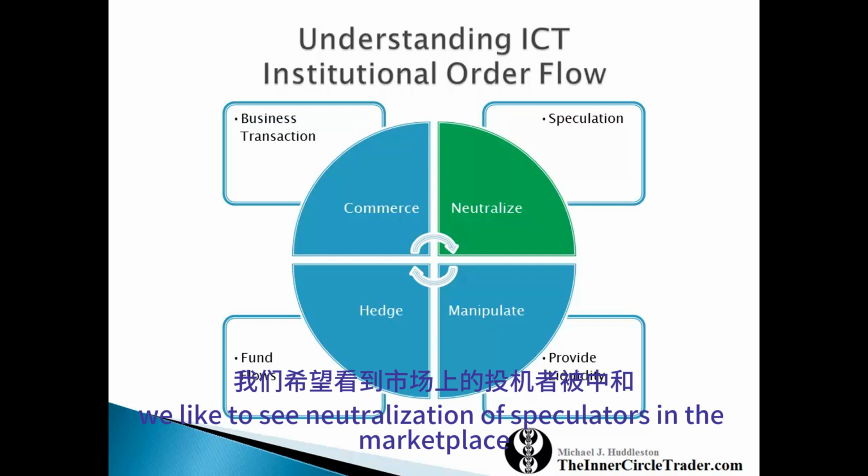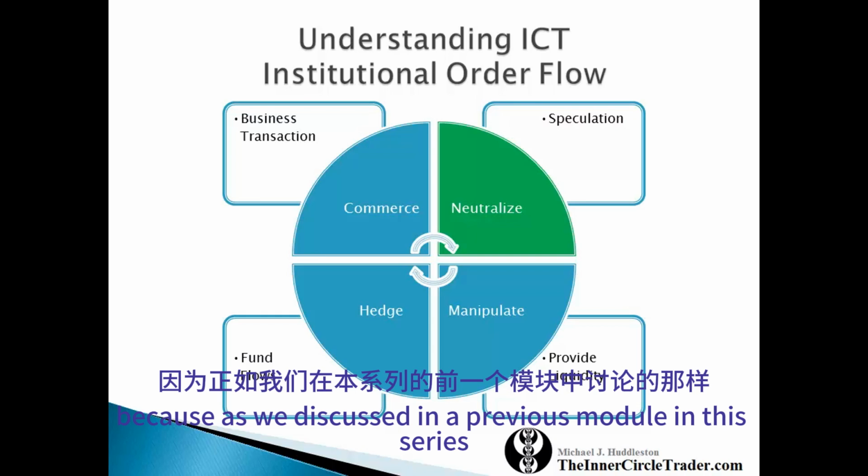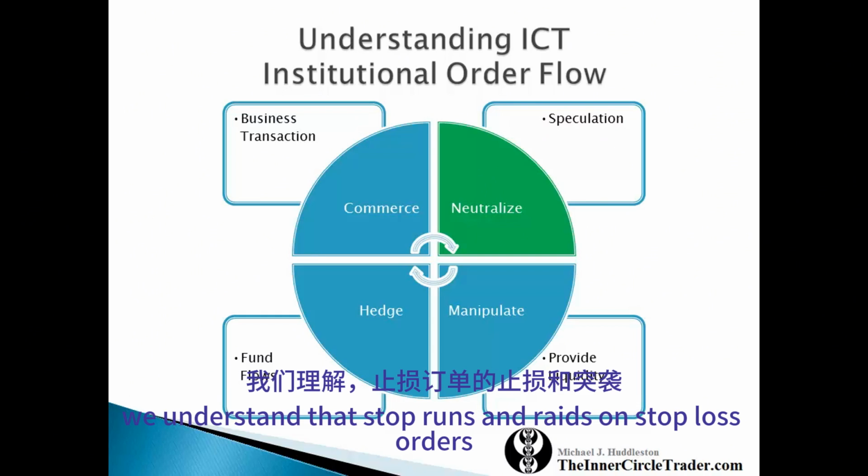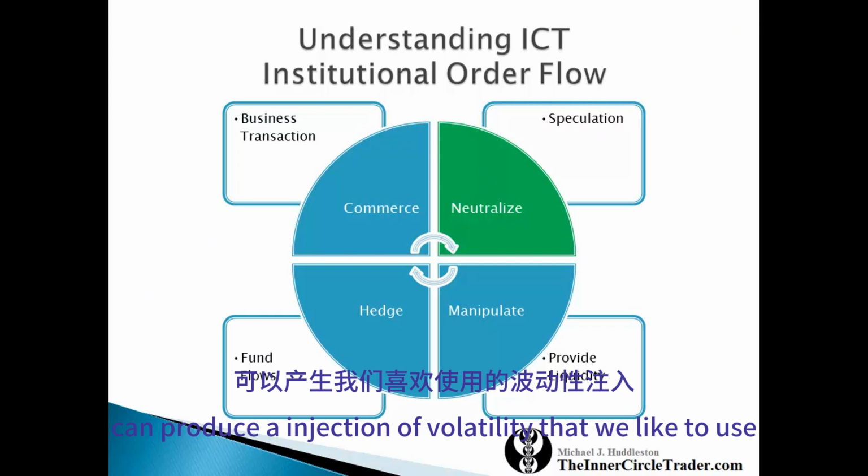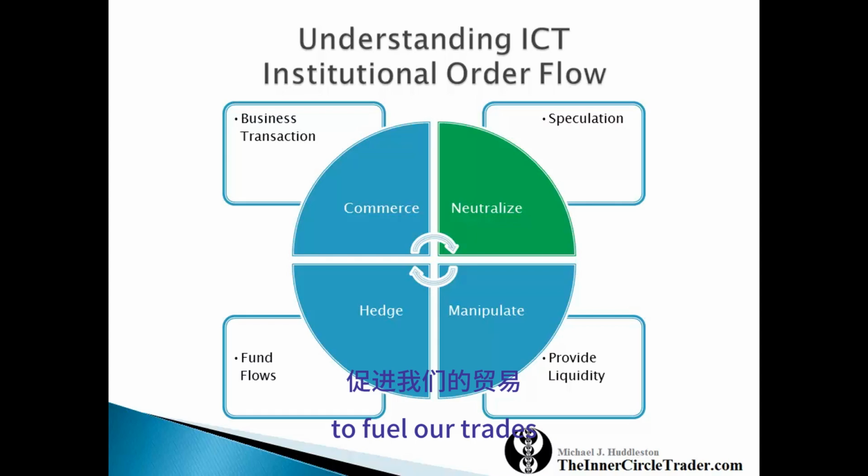The next realm of institutional order flow is obviously speculation. We like to see a neutralization of speculators in the marketplace because, as we discussed in the previous module in this series, we understand that stop runs and raids on stop loss orders can produce an injection of volatility that we like to use to fuel our trades.